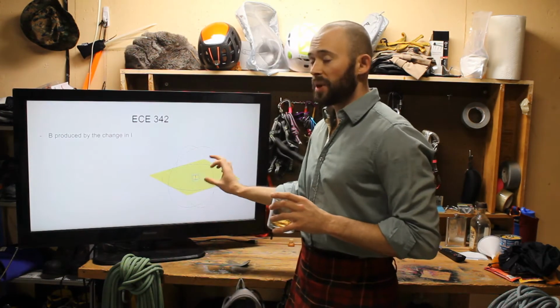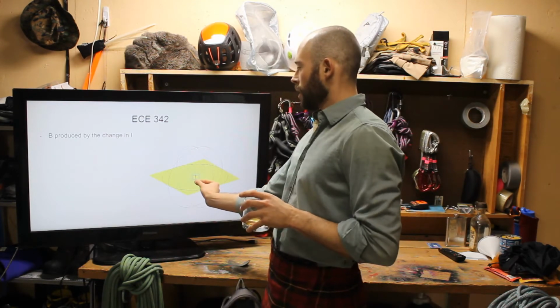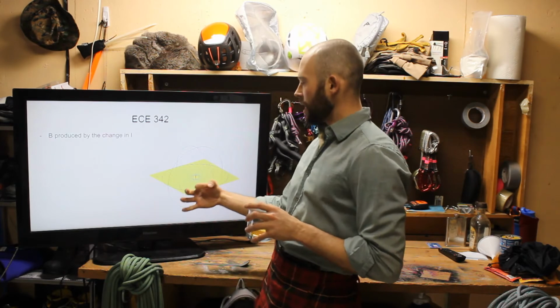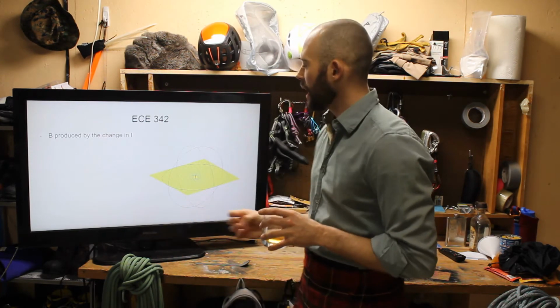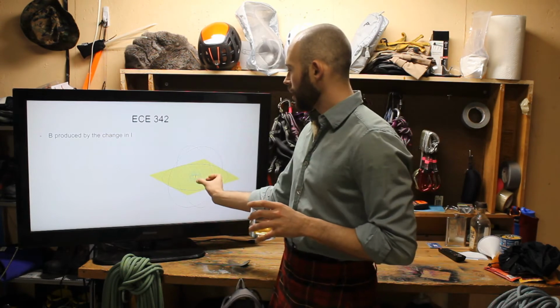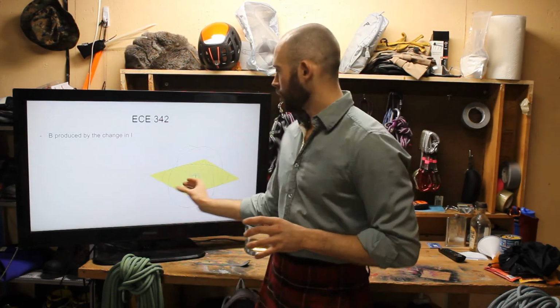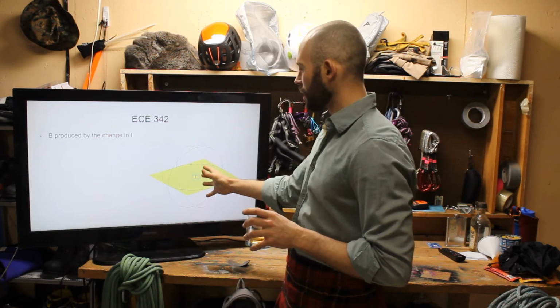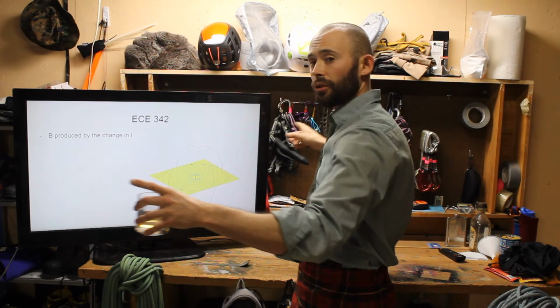For the B field produced by the change in I, the fields radiate in a circular fashion around and outwards from the dipole. They are also switching signs. So sometimes they're going out and sometimes they're going in, but they're always traveling in an outward direction.